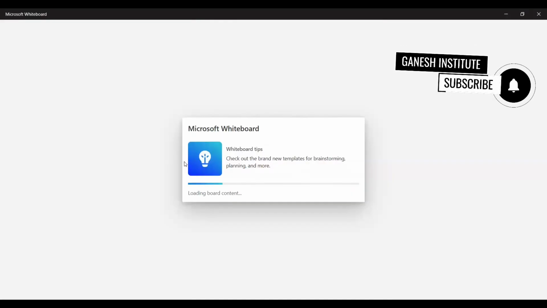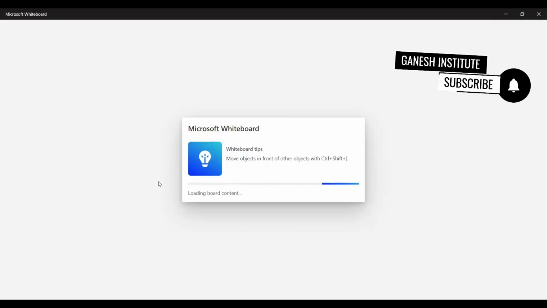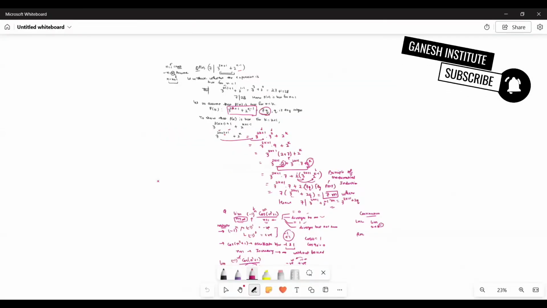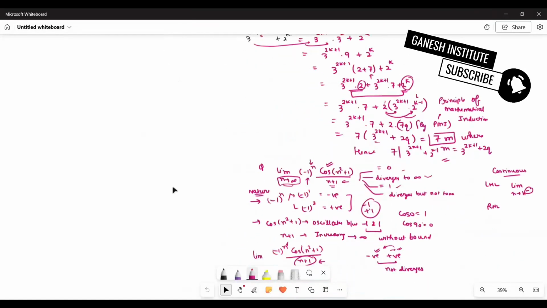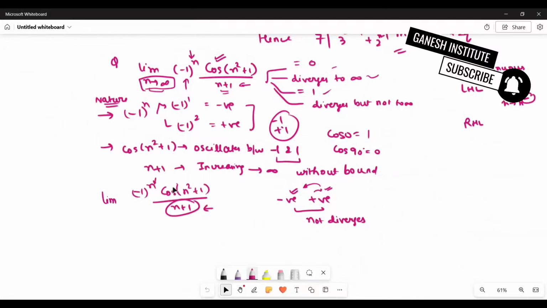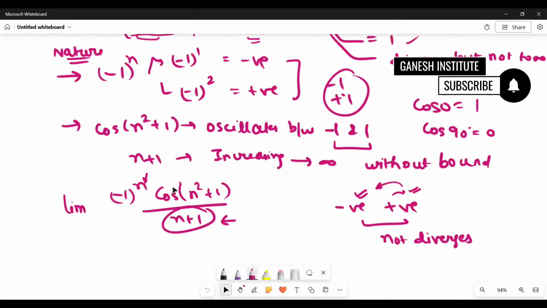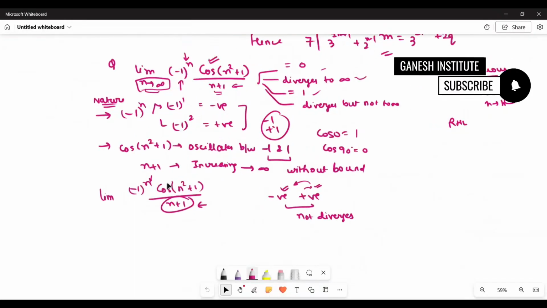Now here, what have I got? Why is it flipped? So I have -1 raised by n. In order to tell whether it is diverging or converging, I need to see throughout the numerator and denominator where the function is heading towards. So that's why I'm just finding out the nature.